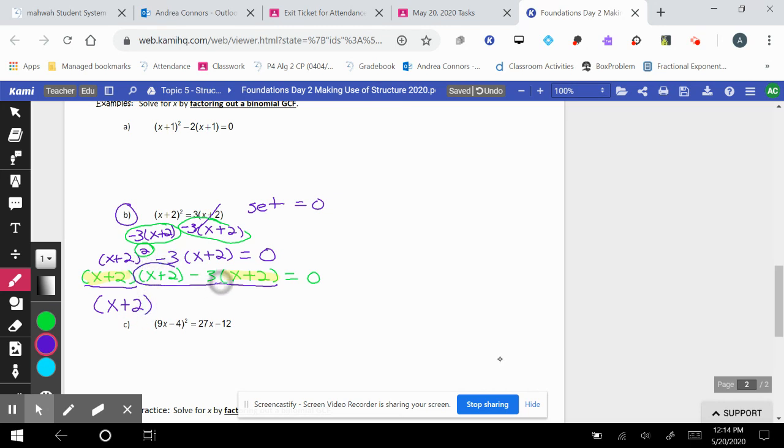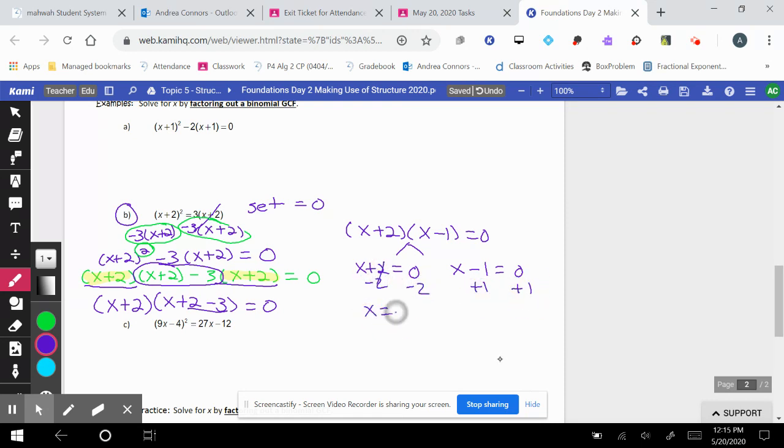And then you just combine what you have left over. So it'd be x plus 2 minus 3 equals 0. So you have x plus 2 times x minus 1 equals 0, because you have to combine your like terms here. You set these each equal to 0, because that's your zero product property that we learned. Anytime that you have two entities being multiplied that equals 0, you set them each equal to 0, and then you just solve. And that's how we get x is equal to -2 and x is equal to 1.